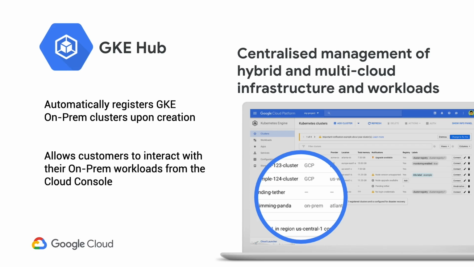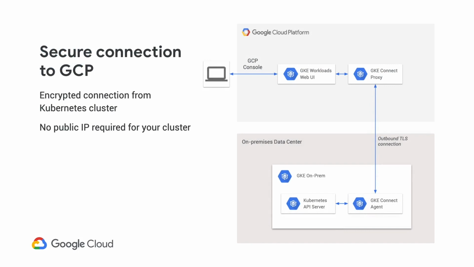And the way that we do that, by the way, is that when your GKE on-prem starts up, we make a single outbound connection that's TLS secured to GCP. Now that connection is what registers your GKE clusters so that they are visible up on the Cloud Console.